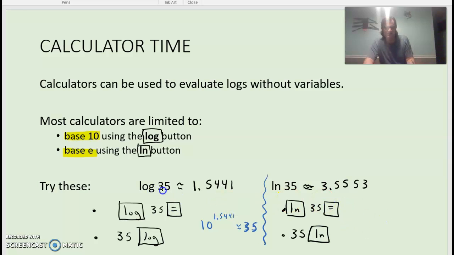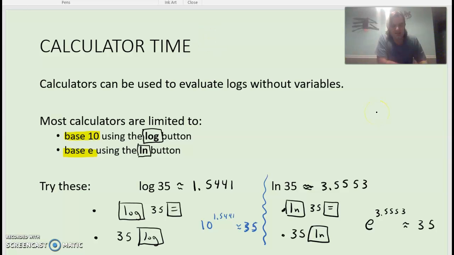So these are different bases. So you would raise those bases to different exponents to get 35. So that essentially means e to the 3.5553 is about 35. So do these on a calculator and try to use a consistent calculator so you don't have questions about how to use it when you pick up a different one. Use the same one and you won't run into problems. On all my tests, you're able to use a calculator but not a phone. So make sure you have a calculator you can use.